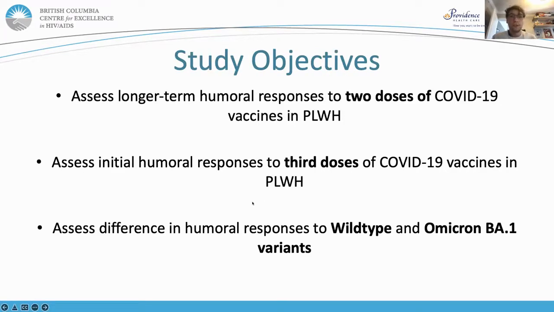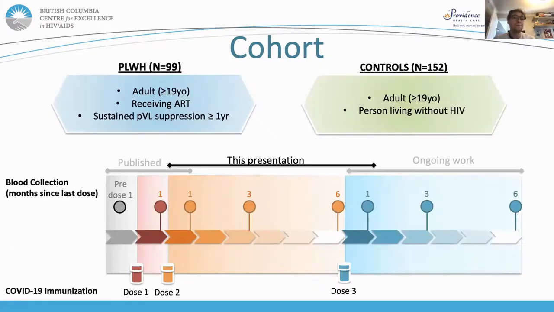So for those reasons, our study objectives are to assess the long-term humoral immune responses to the second COVID-19 vaccine dose, but also look at the humoral response 1 month after the third COVID-19 vaccine dose. And we will also be looking at any differences in humoral immune responses against the different COVID-19 variants, including the wild type SARS-CoV-2 virus and the more recent Omicron BA.2 variant.